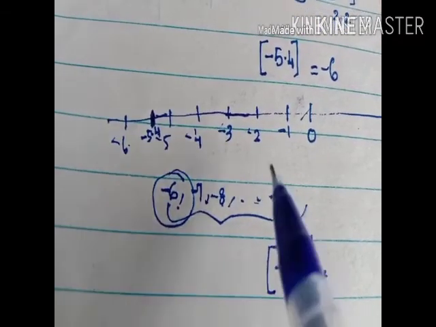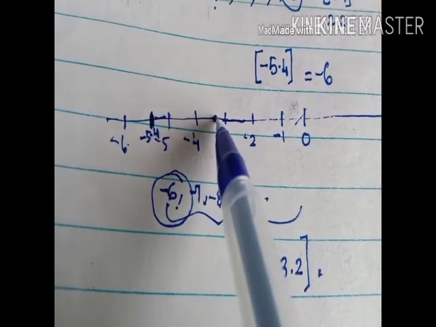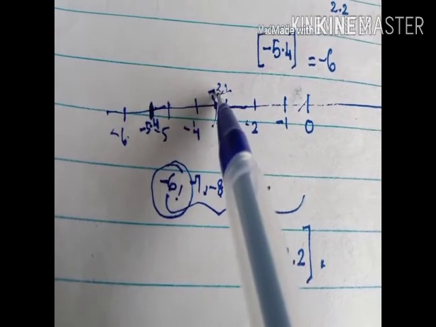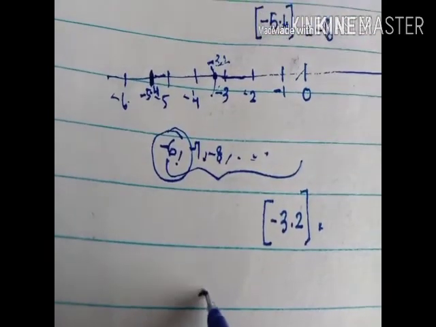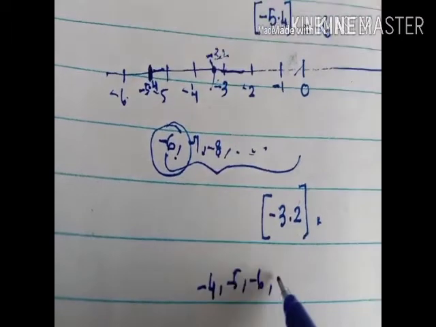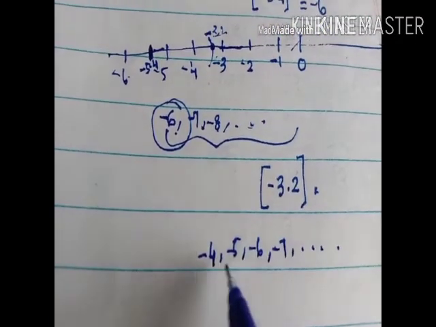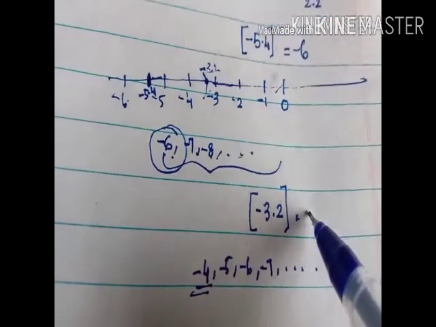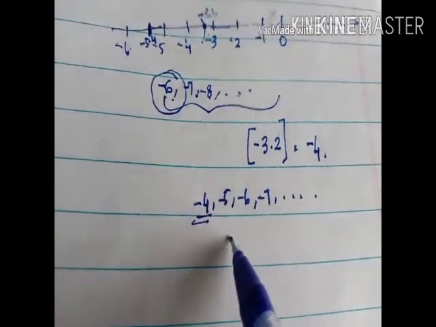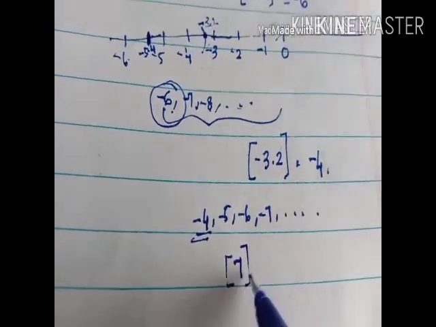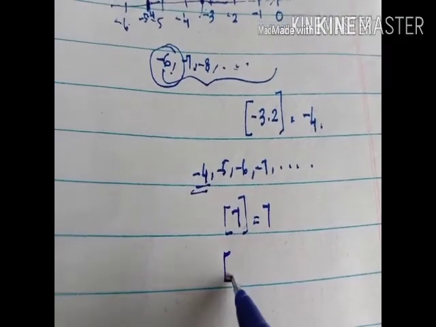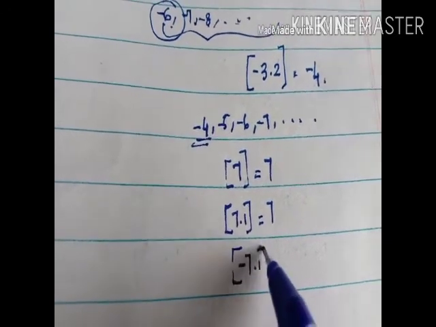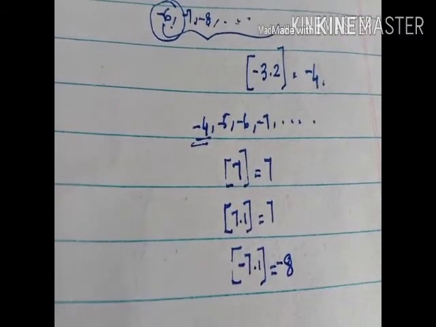Now listen, negative 3.2. Assume this is the point negative 3.2. We have to write down the integers less than negative 3.2. The integers are negative 4, negative 5, negative 6, negative 7, etc. Out of these integers, the greatest integer is negative 4. Now what about greatest integer function of 7? That is 7 itself. What is 7.1? It is 7 itself. What is negative 7.1? It is negative 8.